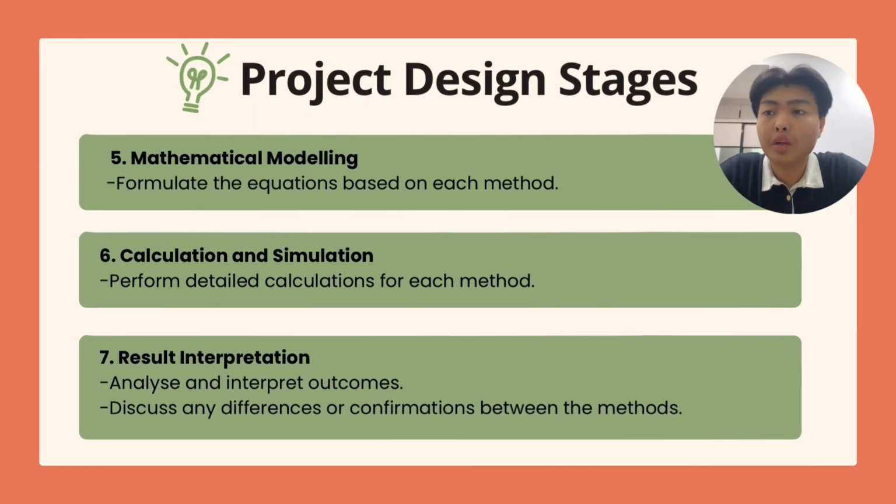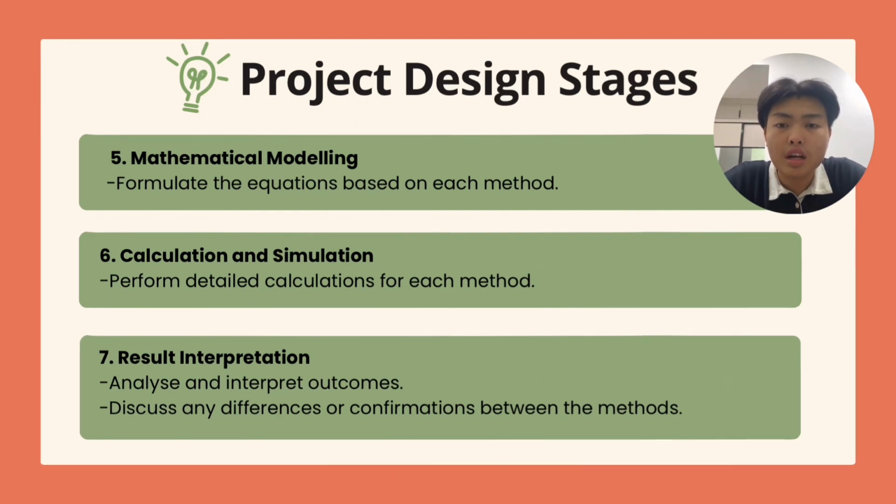For the next stage, we have mathematical modeling. Formulate the equation based on each method that we choose. The sixth stage is calculation and simulation. This stage is to perform detailed calculation for each method. And the last stage is result interpretation. This stage is to analyze and interpret the outcomes of the question and discuss any differences or confirmation between the methods, either it's right or wrong.